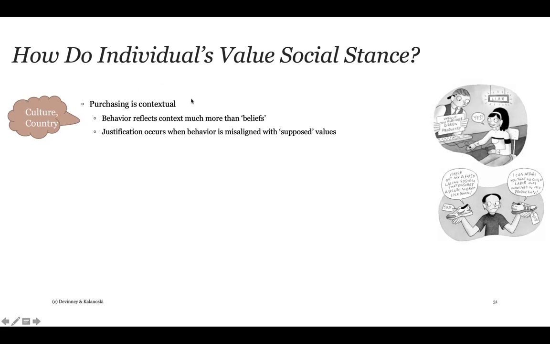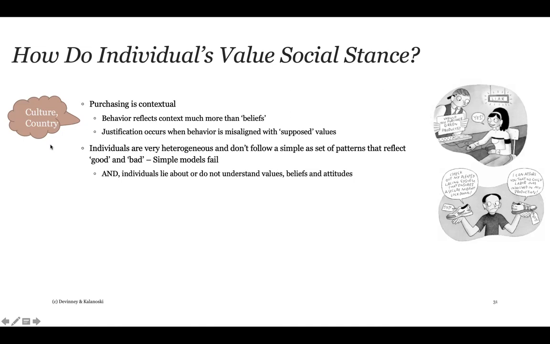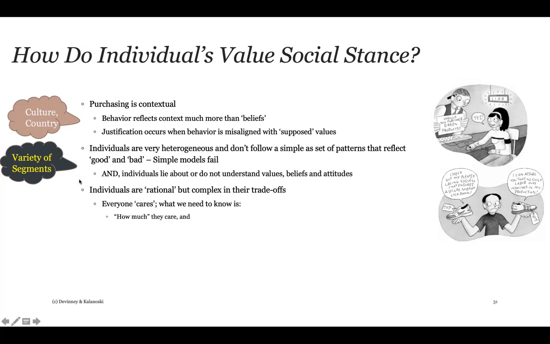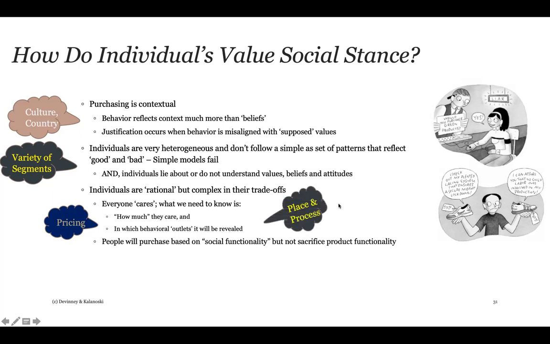And we can break this down into a number of aspects. Purchasing is contextual, and therefore things like culture, country, and purchasing environment matter. Individuals are very heterogeneous and don't follow simple patterns, which means you've got to look at the segmentation in a more sophisticated way. They're rational, but they're rational with trade-offs. In other words, how do you price the components of the product when there are social attributes attached to them? In what behavioral outlets do people reveal their preferences?